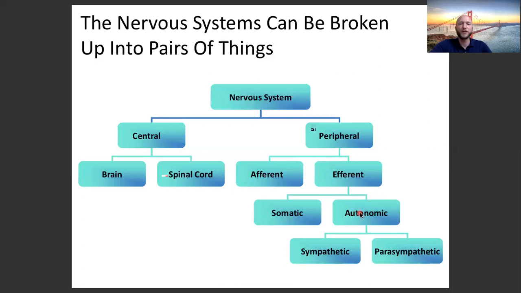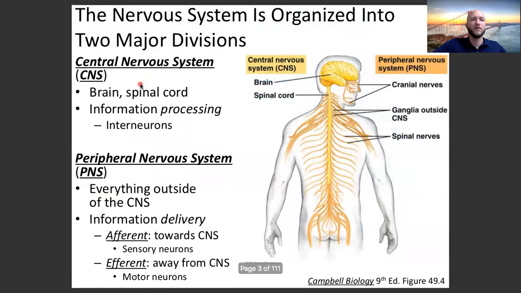Now, there's two main branches that we've already brought up in this class from your autonomic nervous system. That is your sympathetic nervous system and your parasympathetic nervous system. So right here, we have central nervous system, brain, and spinal cord. Our central nervous system does information processing.